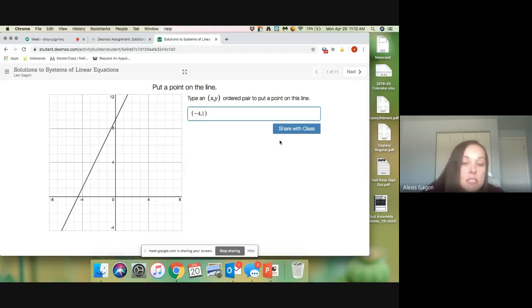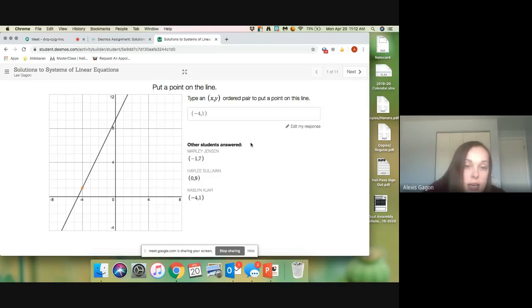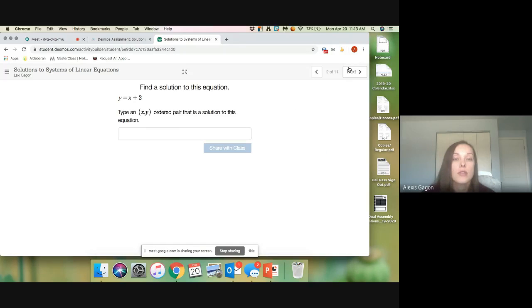And that is going to put a point right there. So that point, see, Haley had put (0, 9). Kaysen put (-4, 1) also. Marley put (-1, 7). So just put a point that is somewhere on that line. And then keep going through this.